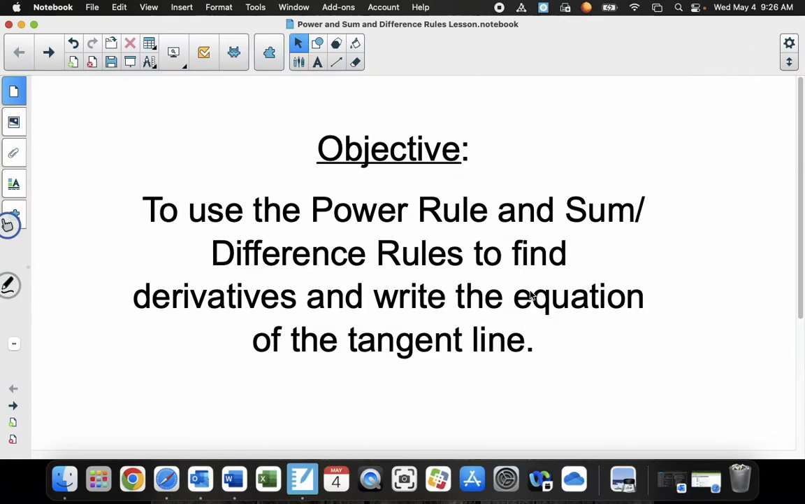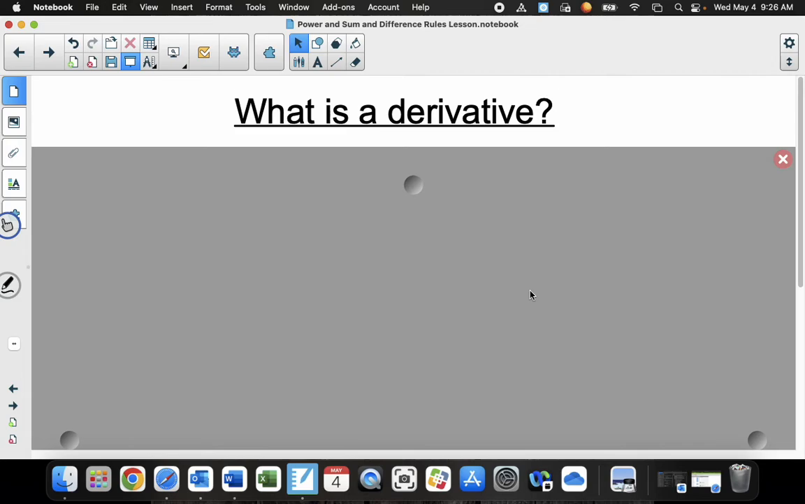So concept-wise, real quickly, you don't have to write this down, but I asked you 2 days ago, what is a derivative? What are we finding when we find the derivative? Slope, right? Specifically, we said as you work your way through curves, it's the slope at any specific point on a curve. Here's what that looks like.